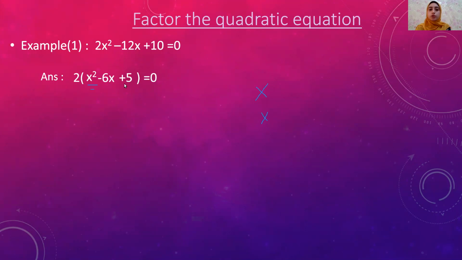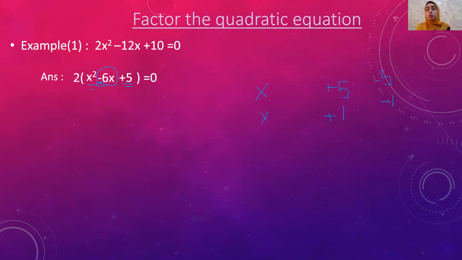Okay, the last term, which is positive 5. Positive 5, we can break it apart as positive 5 times positive 1, right? Okay, let's check out the middle term. Now, I wanted to tell you about something. Positive 5 times positive 1 equals positive 5. Also, negative 5 times negative 1 equals positive 5.